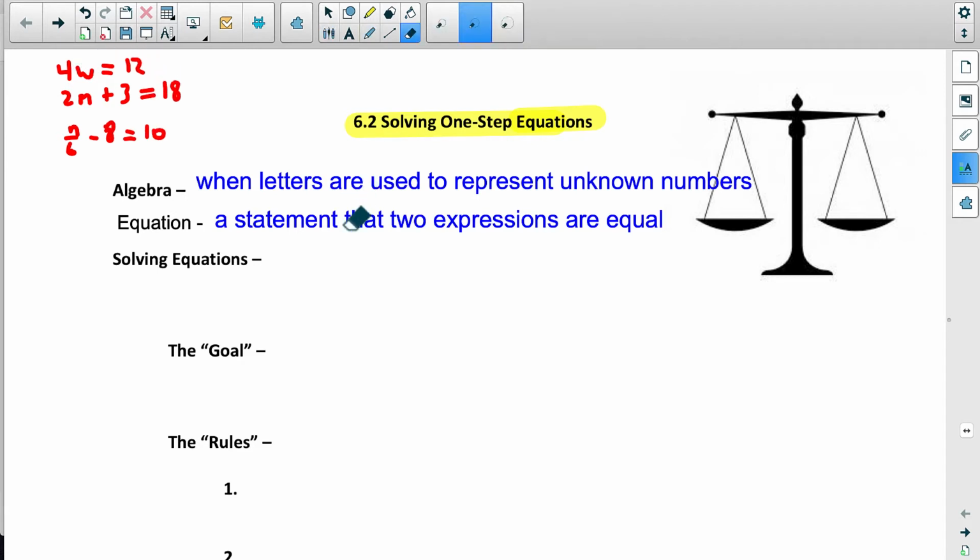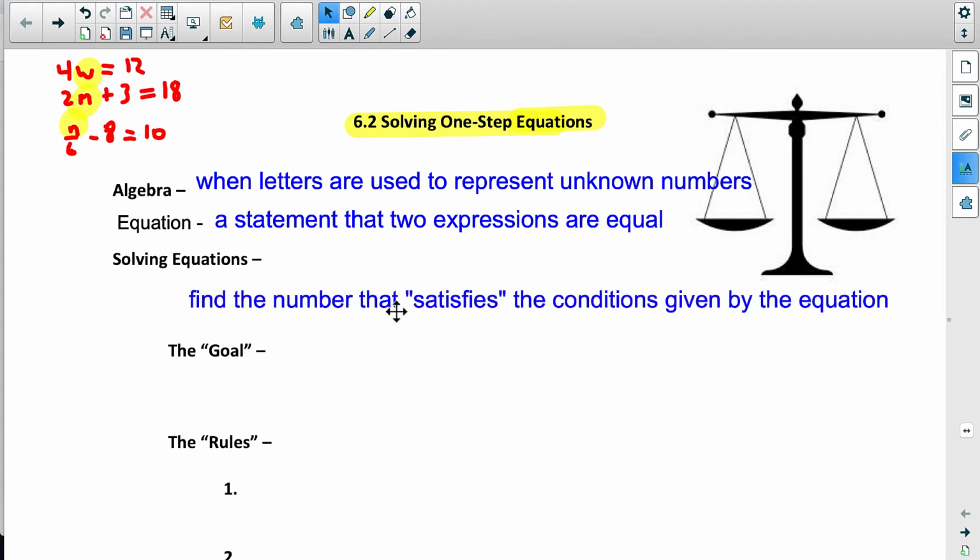There you go. So when I talk about solving equations, what I'm talking about is exactly what we did there. Figuring out what's the W letter. What number has to go right there. That's solving equations. Finding the number that satisfies, that's a true math word there, satisfies. Find the number that satisfies the conditions given by the equation.